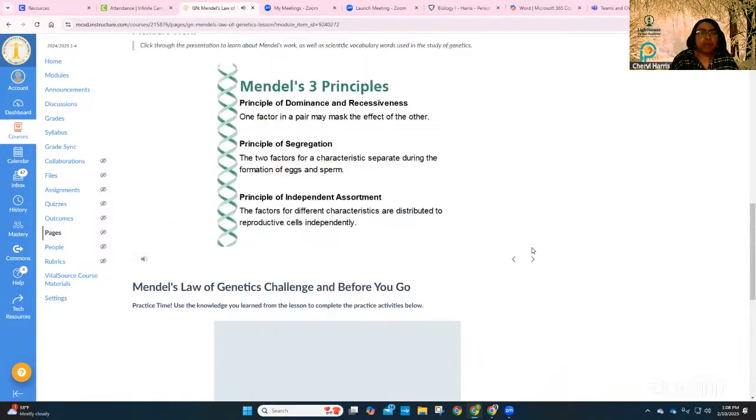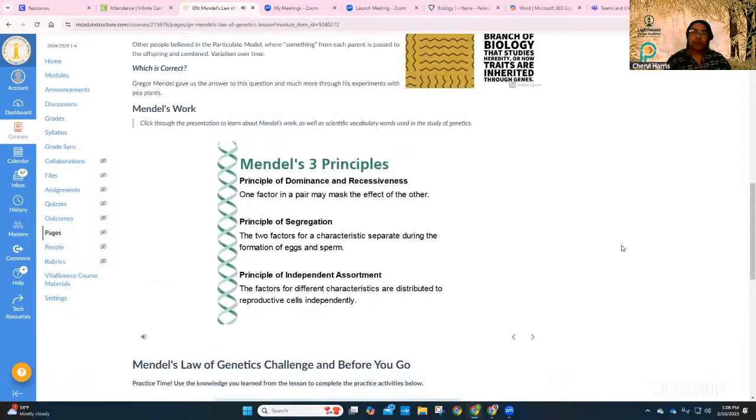All right, so Mendel published a paper in 1865 with these 3 conclusions to his research: the principle of dominance and recessiveness, the principle of segregation, and the principle of independent assortment. The principle of dominance and recessiveness states that one factor in any trait's pair may mask the effect of another. We examined this on the last diagram.